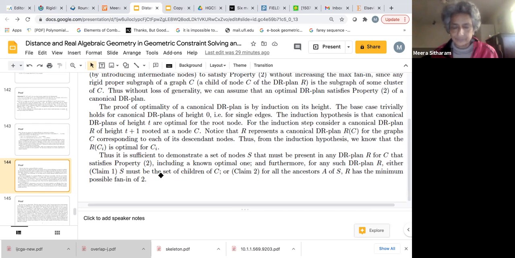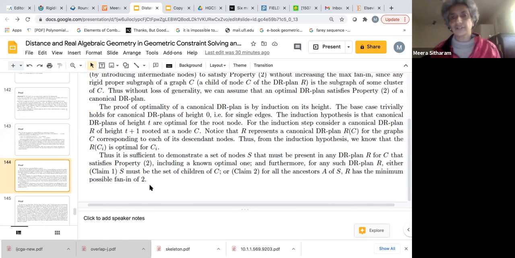So we're going to show that any DR plan that satisfies property two must have a particular set of nodes S. And furthermore, for any such DR plan, there are two claims: S must be the set of children of C, or for all the ancestors of S, R has the minimum possible fan-in of two. So either S is already the set of children of C, or if you actually have something in between C and S, in other words some intermediate ancestors of S, then you can simply say that the root, you don't have to worry about it because the root has the minimum possible fan-in of two.